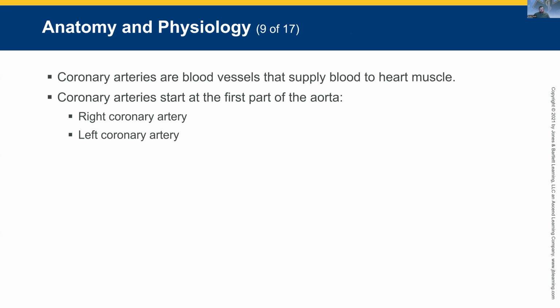So the coronary arteries are blood vessels that supply blood to the heart muscle. They start at the first part of the aorta, just above the aortic valve. The right coronary artery supplies blood to the right atrium and right ventricle, and in most people, the inferior wall of the left ventricle. The left coronary artery supplies blood to the left ventricle, and divides into two major branches just a short distance from the aorta.